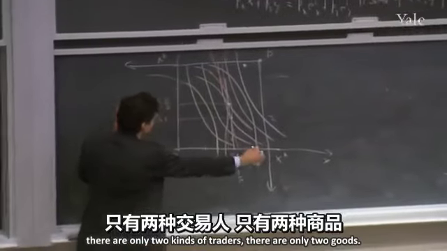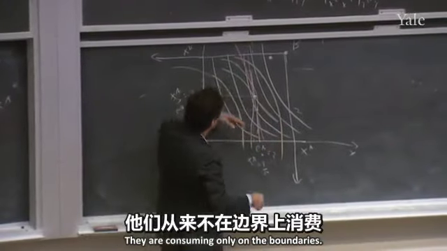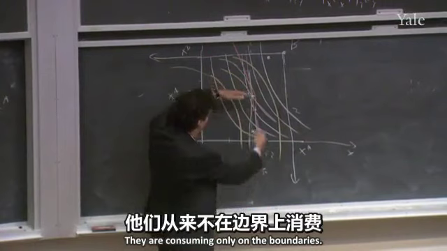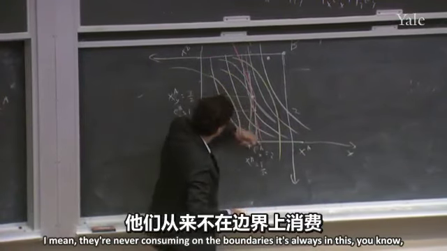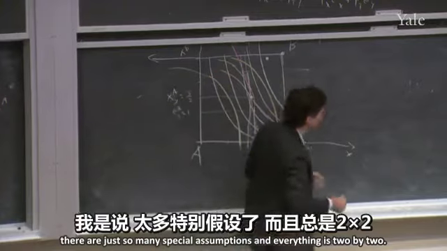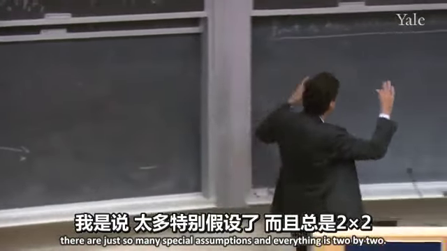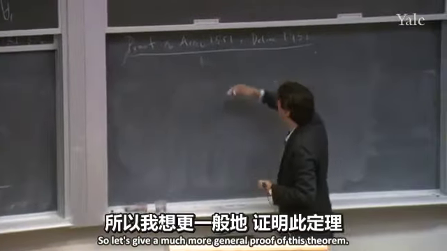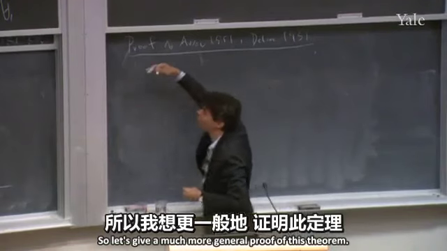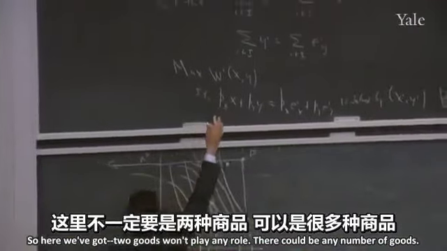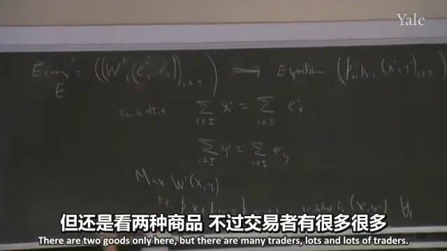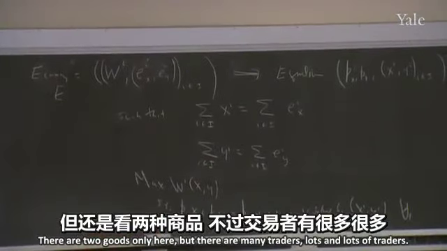You know, there are only two kinds of traders. There are only two goods. They're somehow never consuming on the boundaries. It's always just so many special assumptions, and everything's 2 by 2. It's just a special case. So let's give a much more general proof of this theorem. The two goods won't play any role. There could be any number of goods. There are two goods only here, but there are many traders, lots and lots of traders.